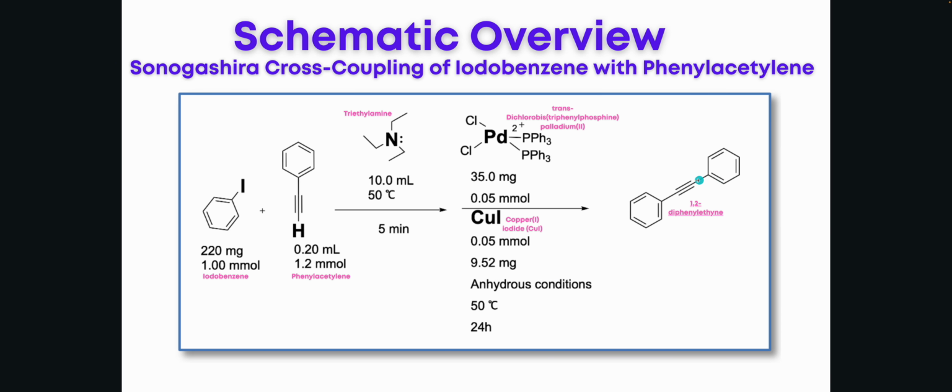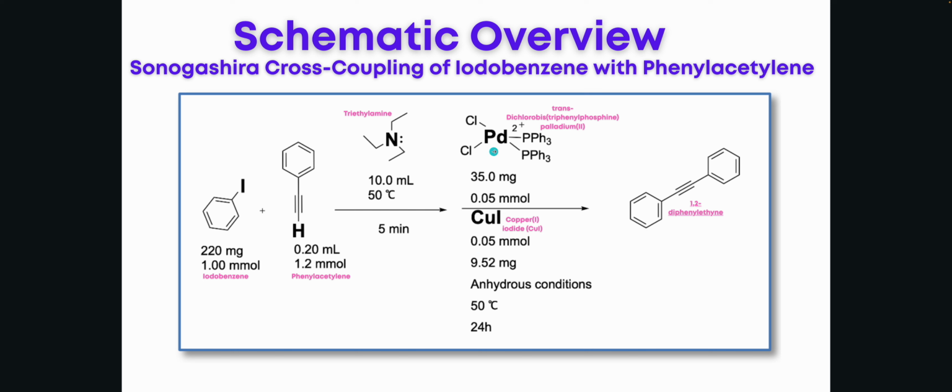The schematic overview will give you an idea of the roles of each molecule that's going to be in our mechanism. Iodobenzene and phenylacetylene are our only 2 reactants in this reaction. We have a solvent and a base, a dual purpose for triethylamine, and then we have the 2 catalysts here, and you can see the very small molar quantities. That's the indication that it's definitely a cyclic catalyst.